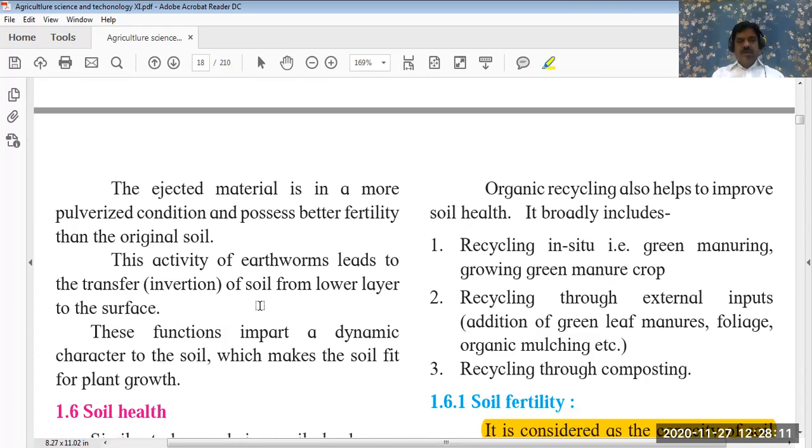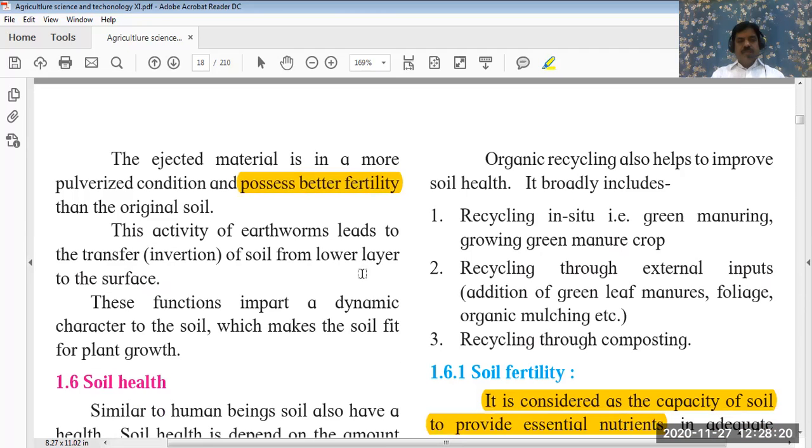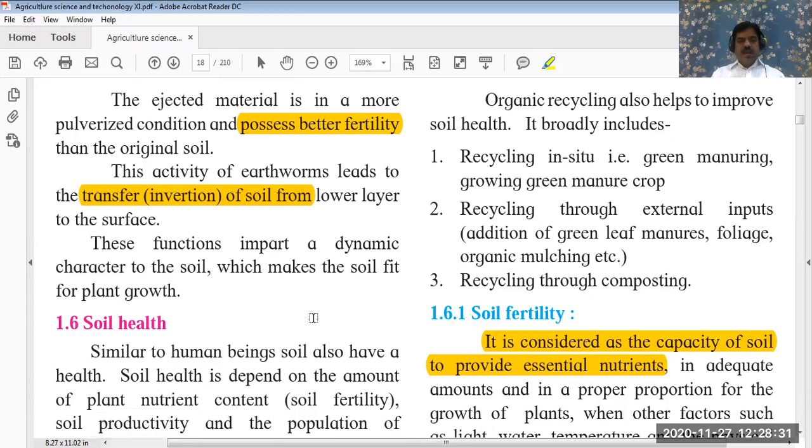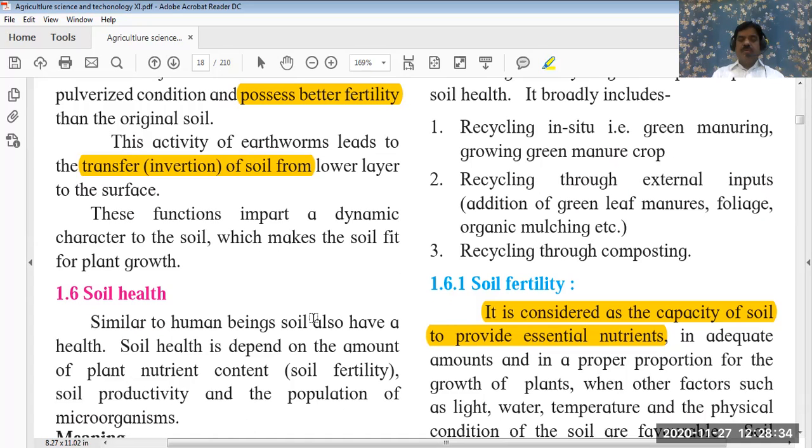Again, we are continuing with these biological functions: the soil possesses better soil fertility. Earthworms also transform or invert the soil, transferring soil from one layer to another layer. So these are the different functions of plant and animal organisms in soil. These are the three kinds of functions related to plant growth: physical functions of soil, chemical functions of soil, and biological functions of soil.